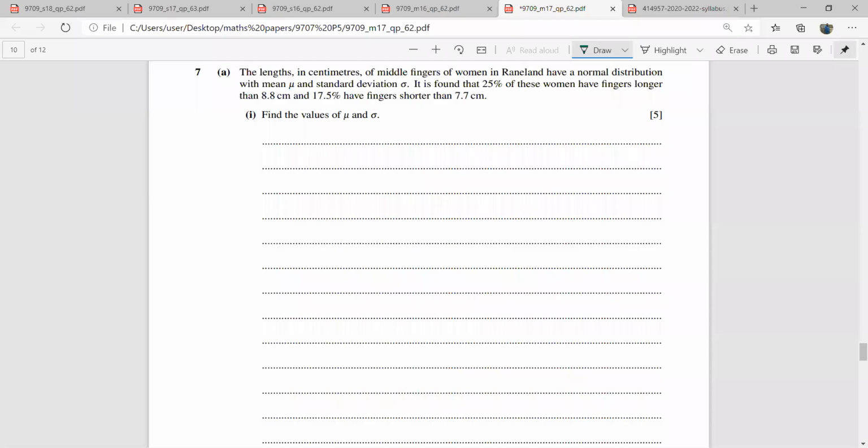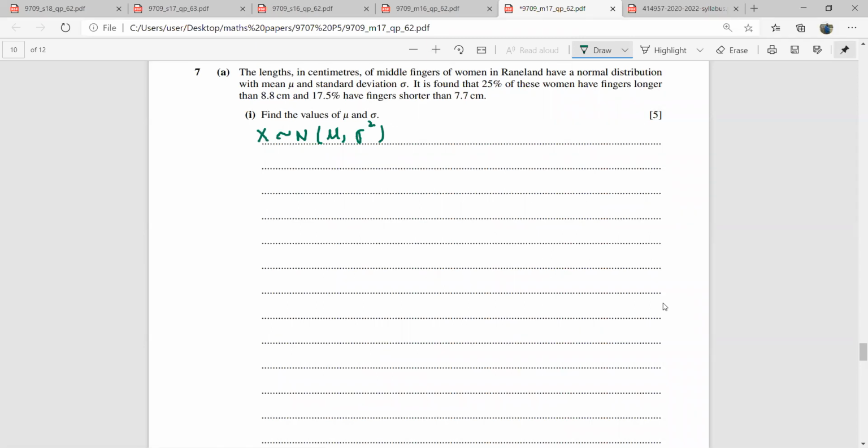Okay, another question from this March 17, variant 62. It says the length in centimeters of middle fingers of women in Flowerland have a normal distribution with mean mu and standard deviation sigma. So I'll be writing this as X is normally distributed with this mean, and I have to mention the variance here.